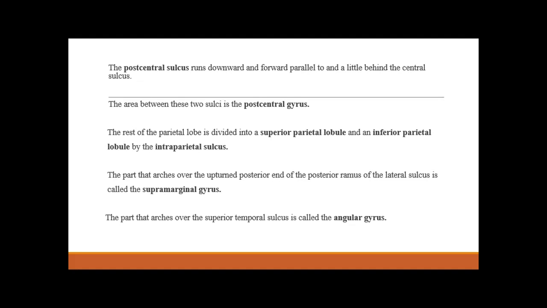The rest of the parietal lobe is divided into a superior parietal lobule and an inferior parietal lobule by the intraparietal sulcus. The part that arches over the upturned posterior end of the posterior ramus of the lateral sulcus is called the supramarginal gyrus, and the part that arches over the superior temporal sulcus is called the angular gyrus.